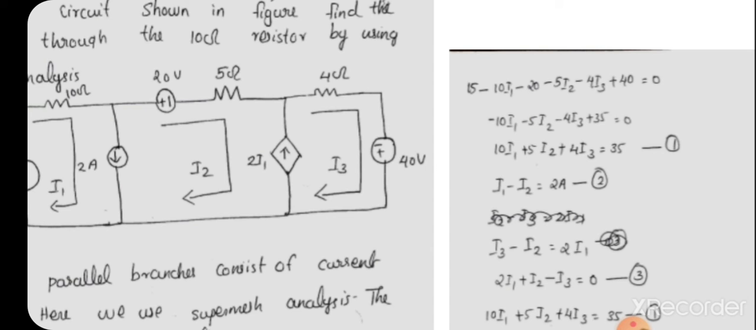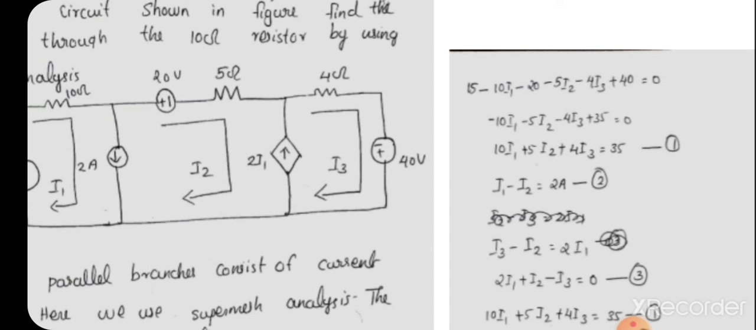Why do I take I3 first? Because you know that 2 I1 is pointing upwards. That means I3 will be the larger quantity. That is why I am taking I3 minus I2 equal to 2 I1. If you are taking I2 minus I3, you should put a negative sign, that is I2 minus I3 will be equal to minus 2 I1. Either way you can take, but you have to change the sign accordingly.